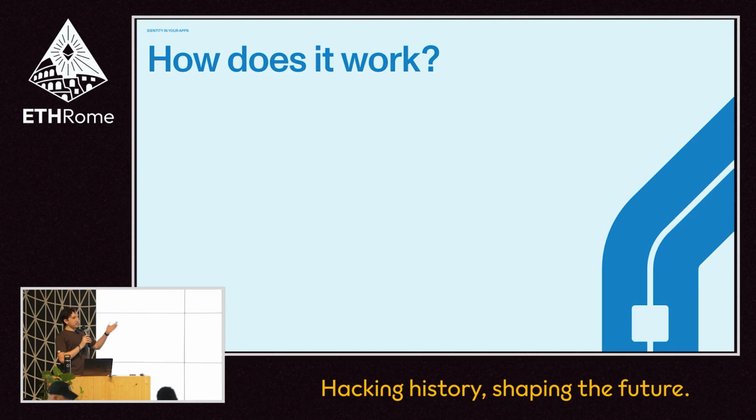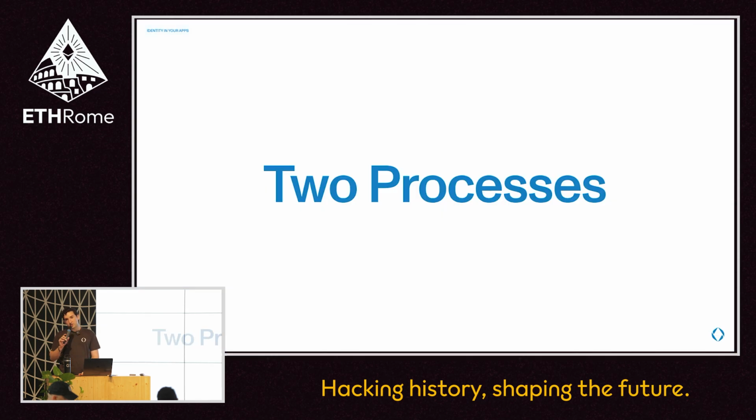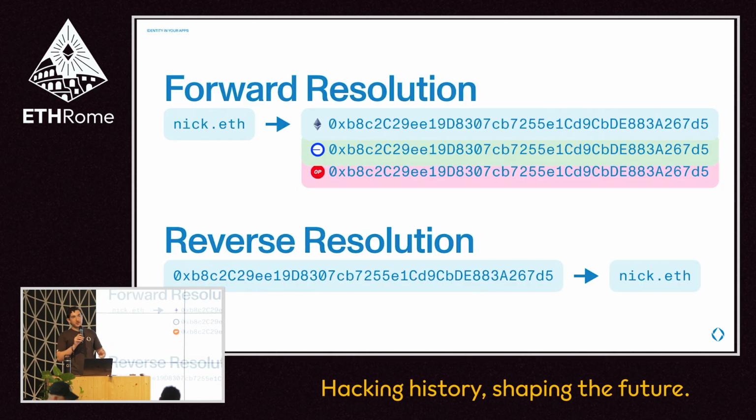Cool. So so far we covered what ENS is and maybe why it's important. Now let's go over how it works. I'm going to talk for a few minutes, and then we'll try to do a live demo so you can really feel it. ENS is powered by two core processes. There is forward resolution, which is the idea of going from a name to some sort of data, normally an address. This is the mapping that I've described so far.